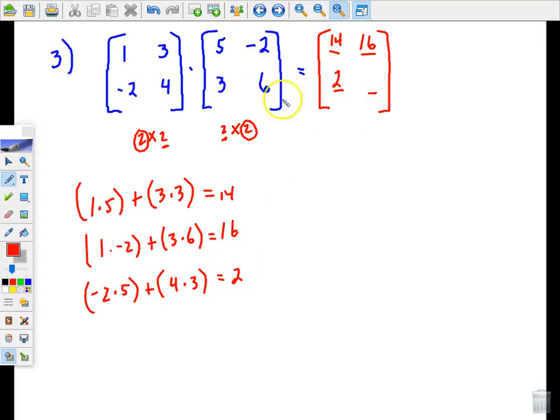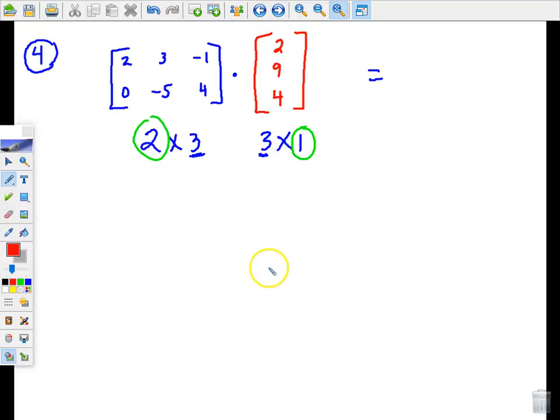And for row 2, column 2, use row 2, column 2. Negative 2 times negative 2 plus 4 times 6. This is 4 plus 24, and that's 28. And that's your answer for number 3.